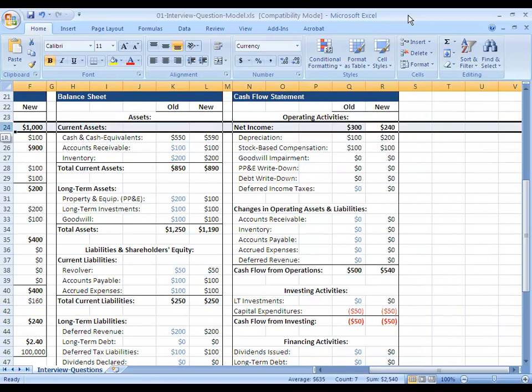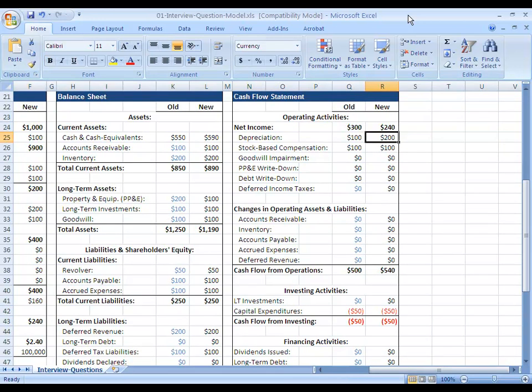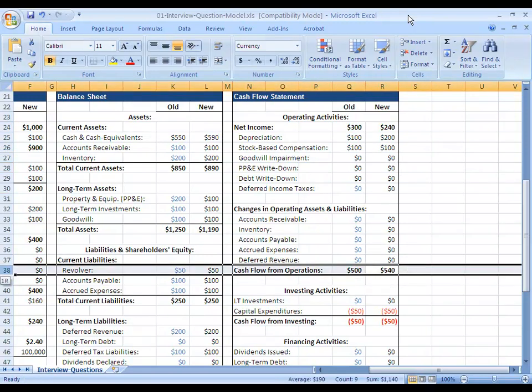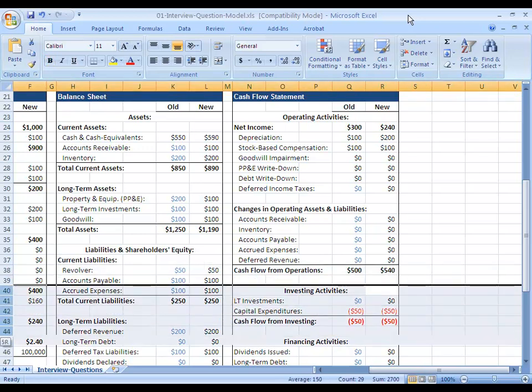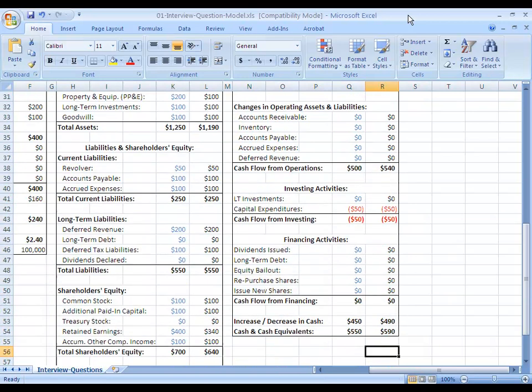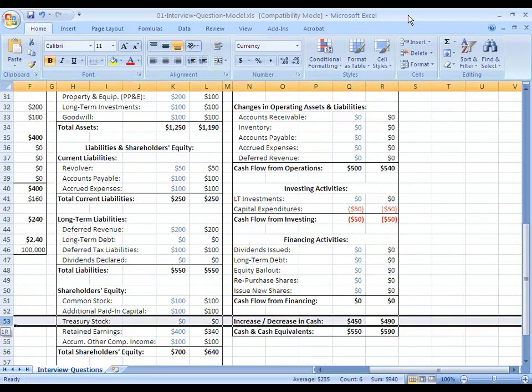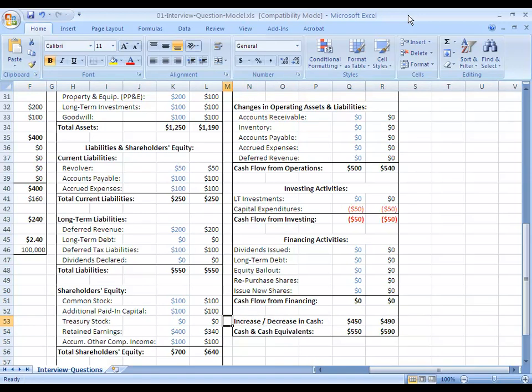Now, on the cash flow statement, we know that net income has fallen by 60. We know that depreciation is up by 100. So overall, our cash flow from operations is going to be up by 40 in this case. Nothing has changed on investing or financing activities. So overall, our cash is up by 40, because we've had this net income fall of 60, but depreciation is a non-cash expense. We add it back because it's 100, and so we get to an overall increase of 40 on our cash flow statement.